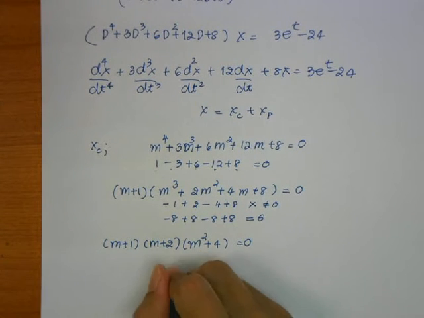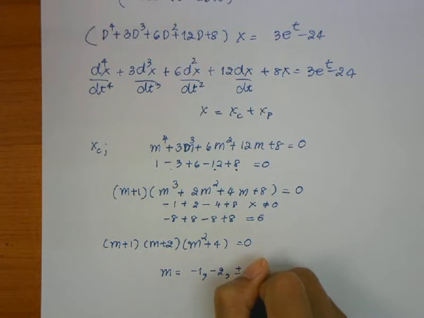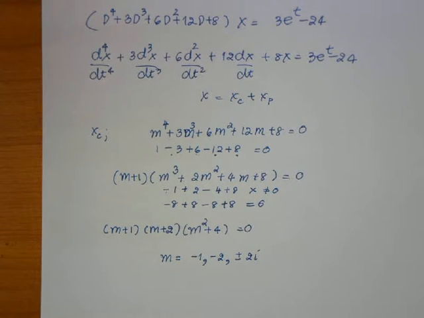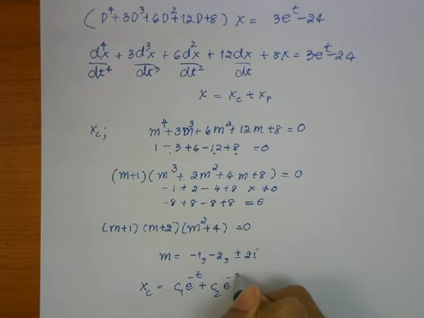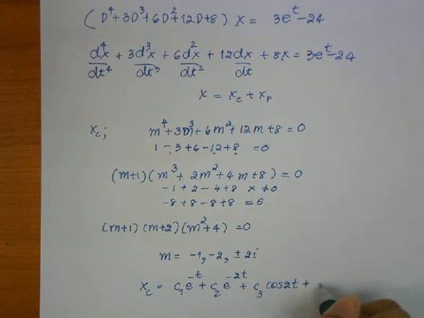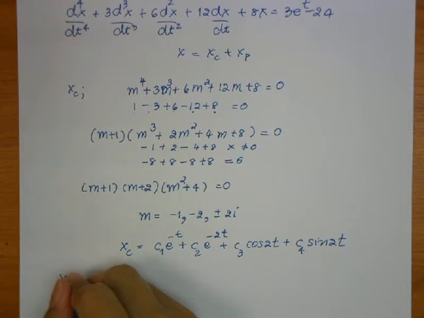So I know that I have four values of m, which are minus 1, minus 2, 2i, and minus 2i. So my xc is equal to this. I know xc, next I want to find xp.